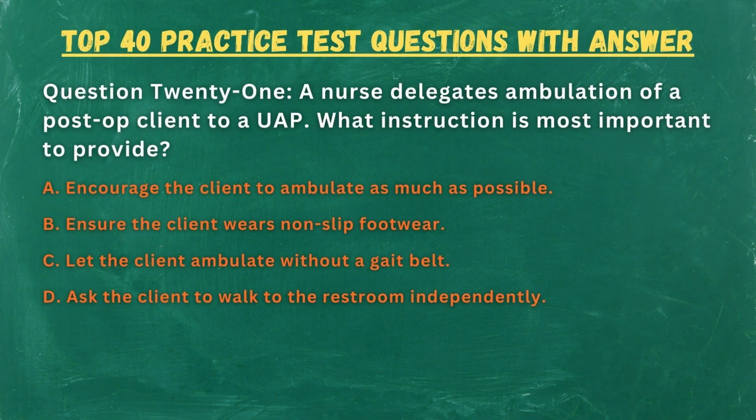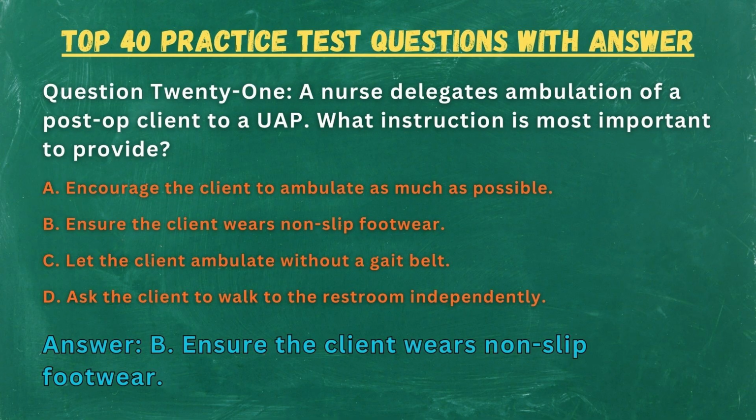Question 21. A nurse delegates ambulation of a post-op client to a UAP. What instruction is most important to provide? A. Encourage the client to ambulate as much as possible. B. Ensure the client wears non-slip footwear. C. Let the client ambulate without a gait belt. D. Ask the client to walk to the restroom independently. Answer: B. Ensure the client wears non-slip footwear.